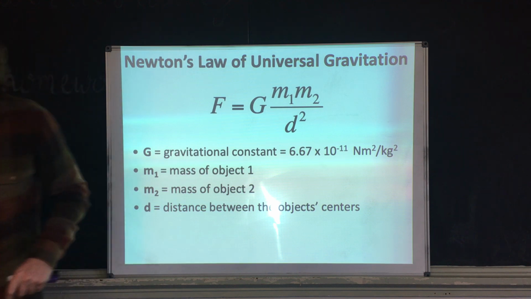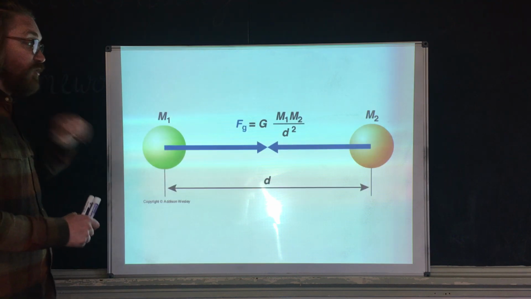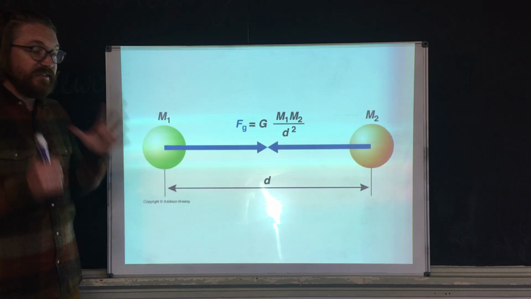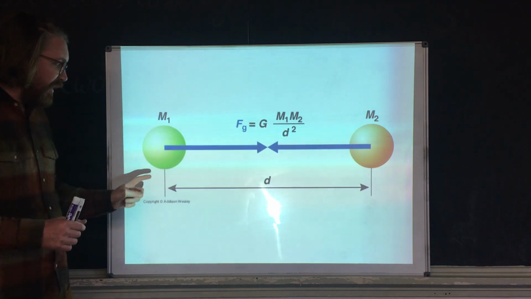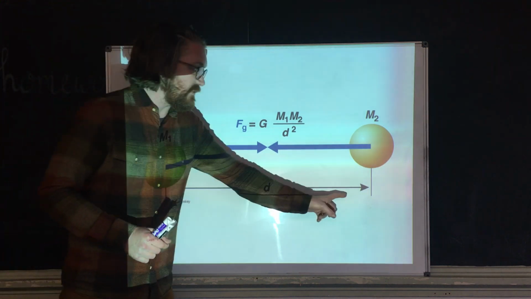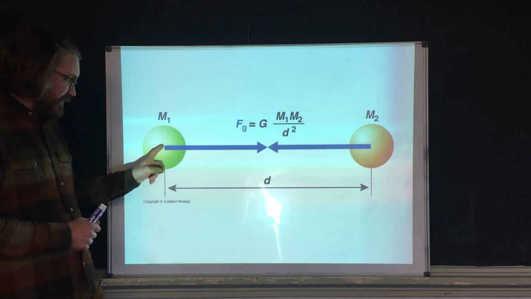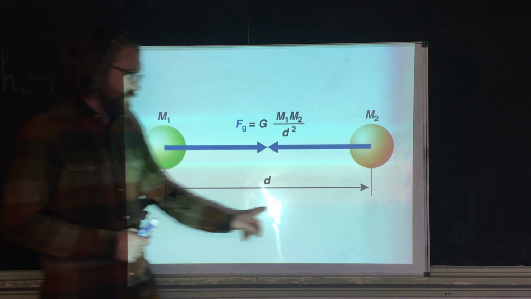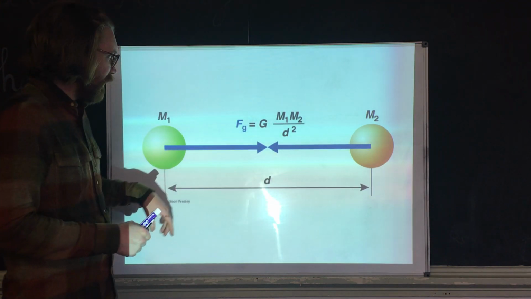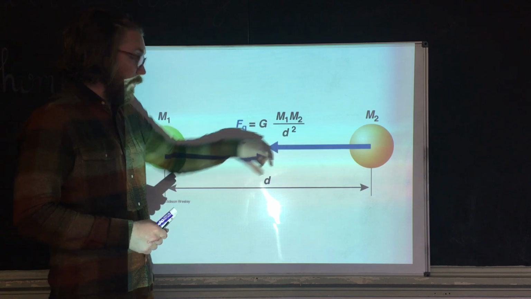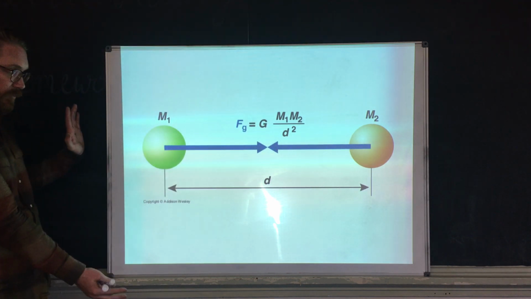All right, very important. Next up, I would like for you to draw this diagram, because this shows you a lot. This shows you the two masses. It shows you the distance between the masses. Specifically, it's the distance between the masses' centers. You always measure from the center of gravity. And then it shows you the equation. Isn't that lovely? Copy this down.